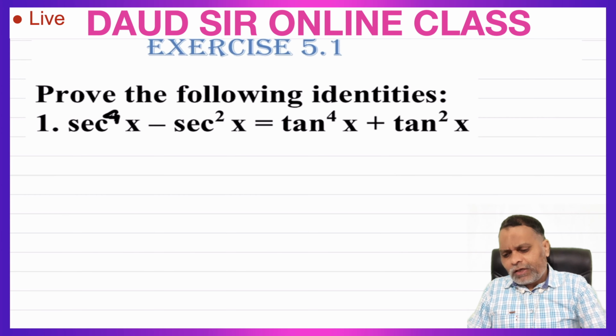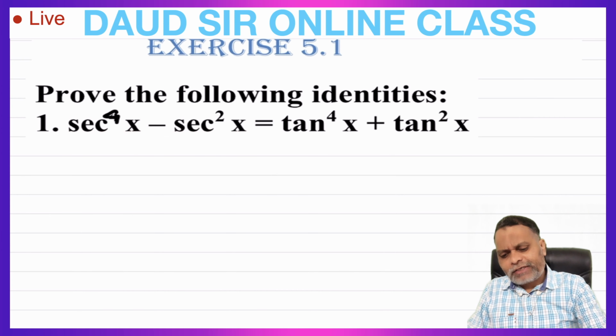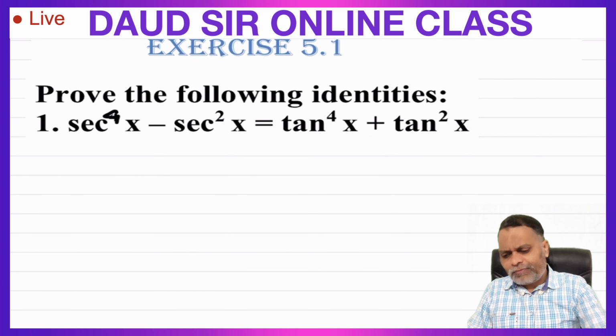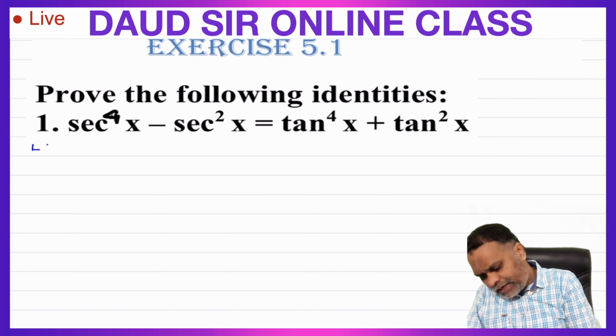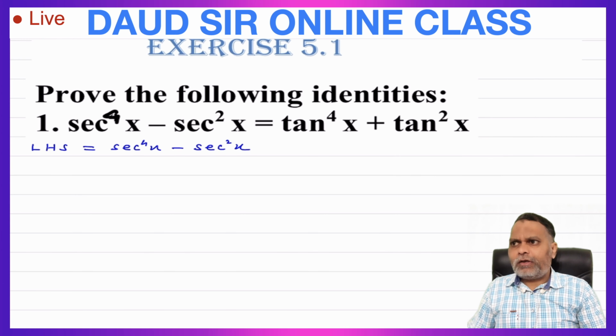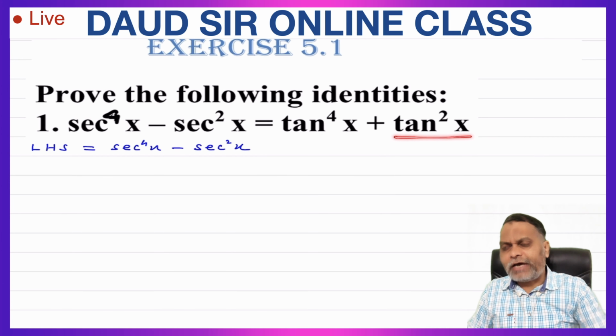So here, question number first: sec raised to the power 4x minus sec square x is equal to tan raised to the power 4x plus tan square x. This we have to prove. Both the sides look equal, so we can take any one. So I am taking the left hand side, LHS: sec raised to the power 4x minus sec square x. We have to prove this is tan raised to 4x plus tan square x.